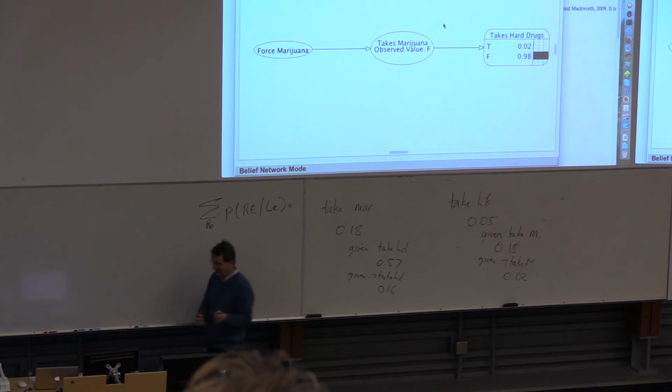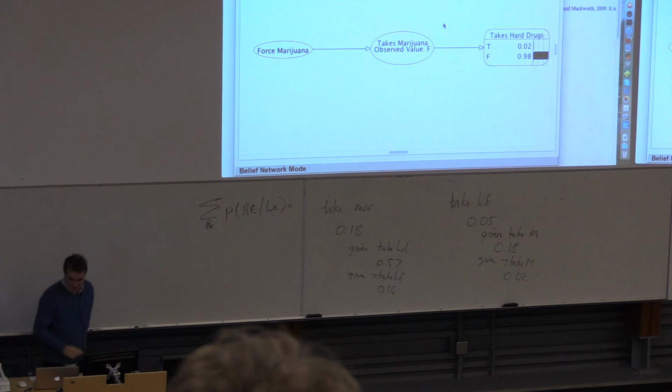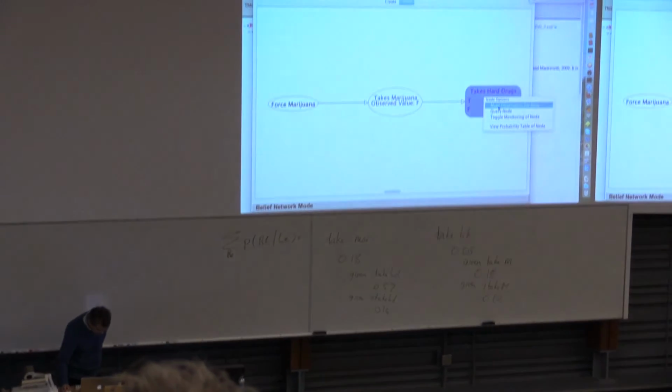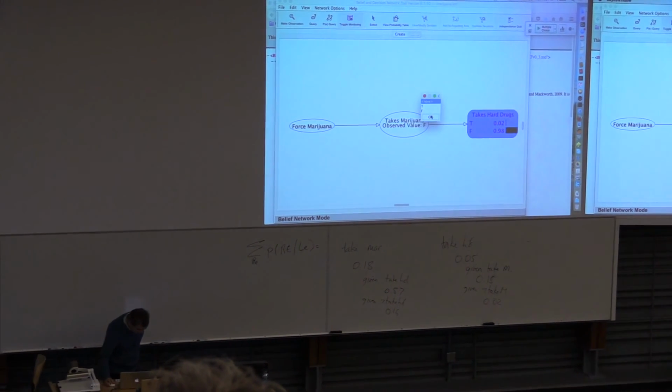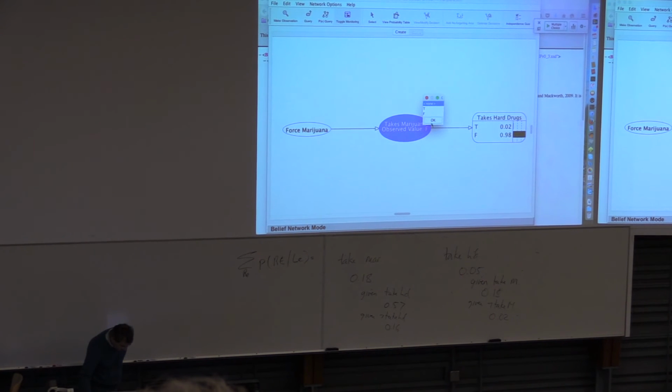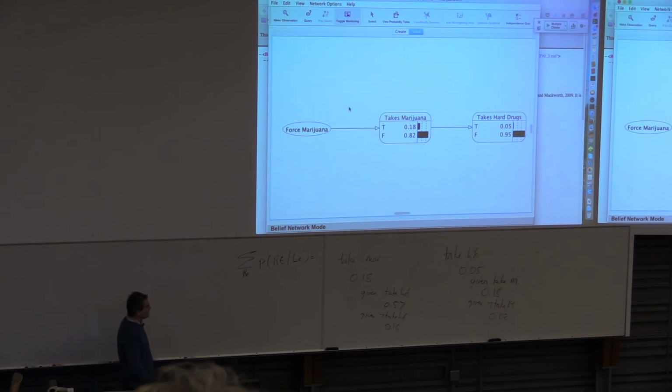Now, that was all some slow, horrible thing. Now we're going to ask the question. Oh, where am I? I want to do this. Make observation to be none. Whoops, I want to make that observation none. I want to know what happens if I force someone to take marijuana. What's going to happen?